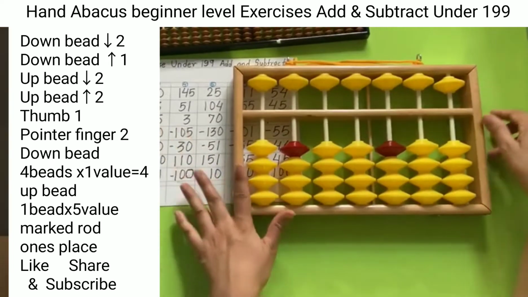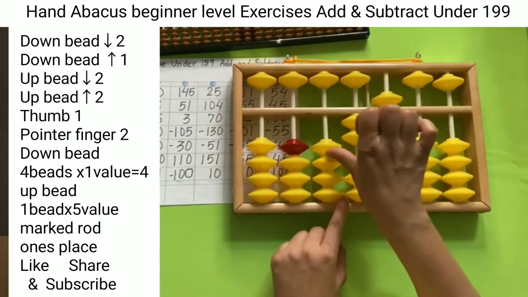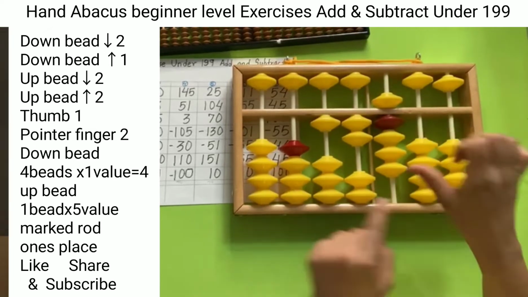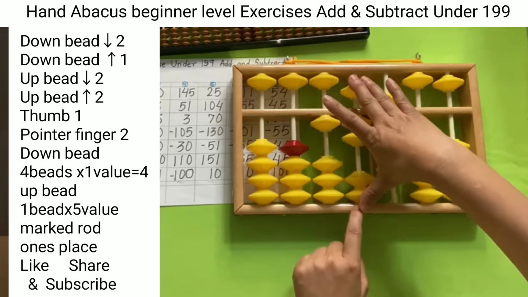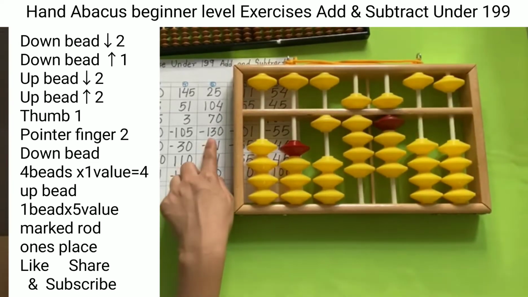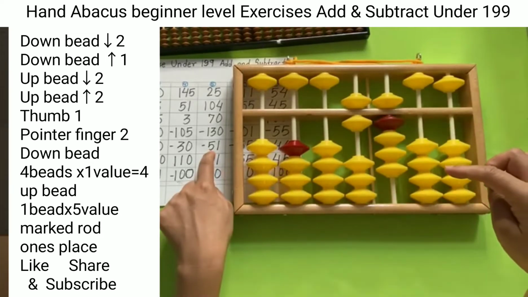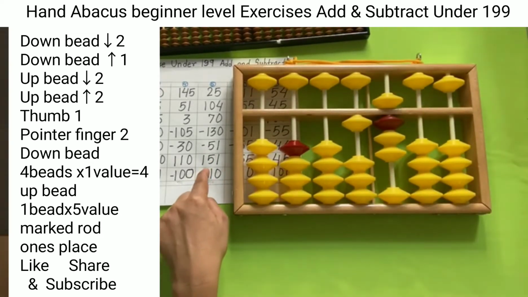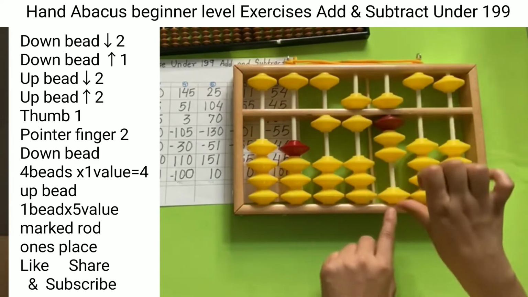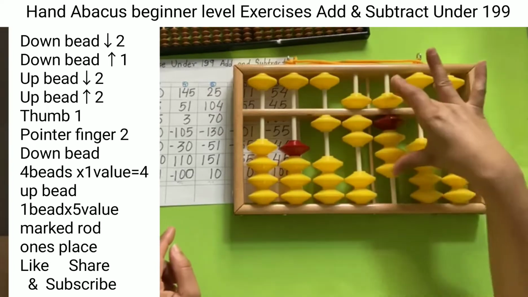Number 5. 25. 104. This is 104. 70. So you have to do it like this. 70. Reduce 130. This is 100 and this is 30. Reduce 51. This is 50 and this is 1. Add 151. Add 10. And your answer is 179.